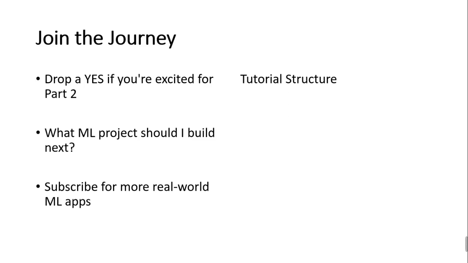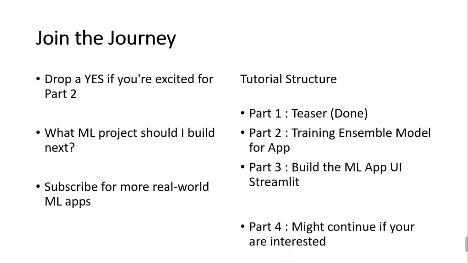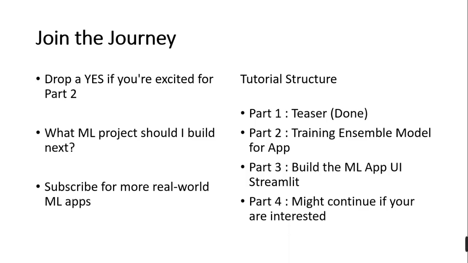So this is how the tutorial structure looks. The first part is done, and in the second part I'm going to create an ML notebook showing how Joblib works here, and then I'm going to build a UI for this ML app. Then for part 4, as I said, if you are interested, we can go further with SHAP values, or we can use FastAPI, or we can deploy this further in a backend. It all depends on you.